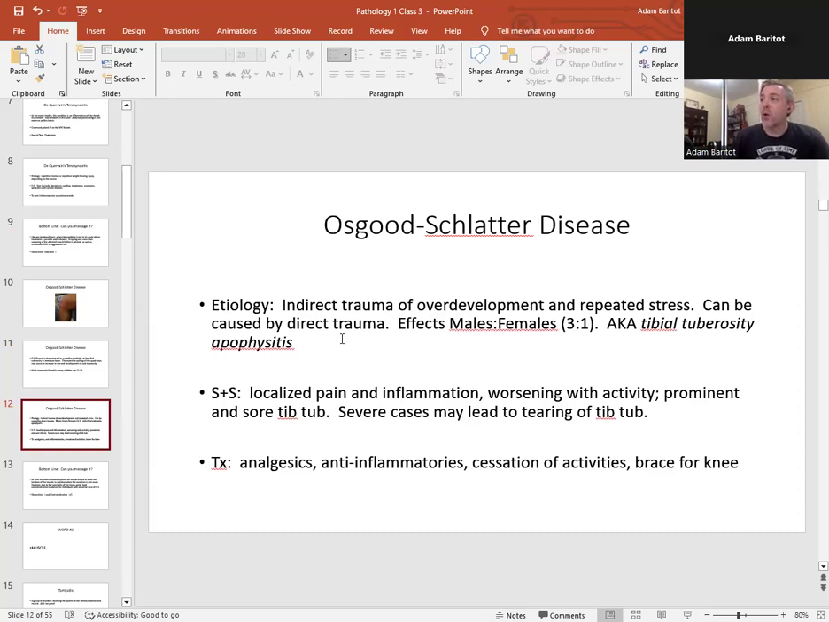Because we have more muscle building in the younger years with AMAB than AFAB folk, we're going to see this more significantly in males. This condition is also known as a tibial tuberosity apophysitis.